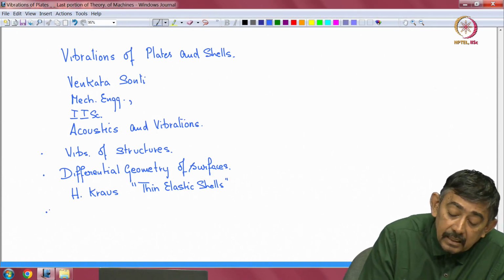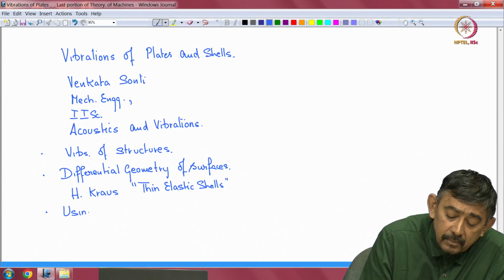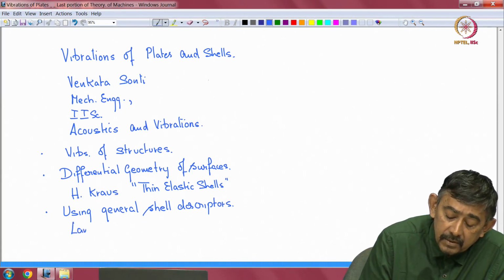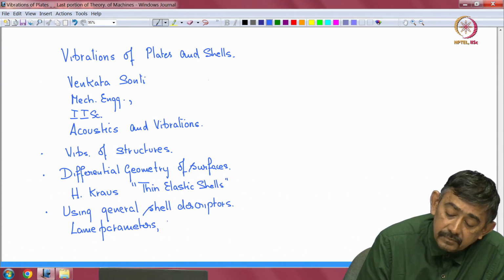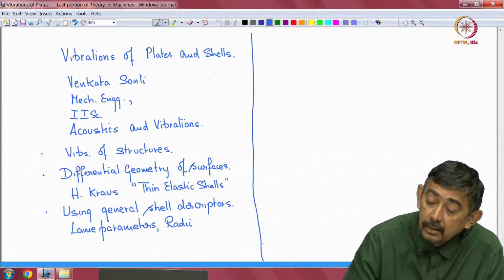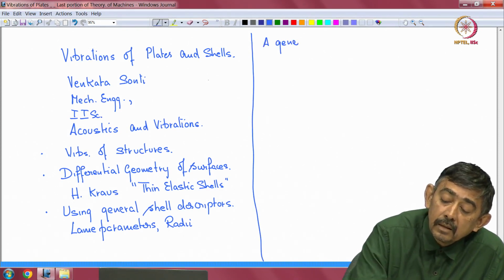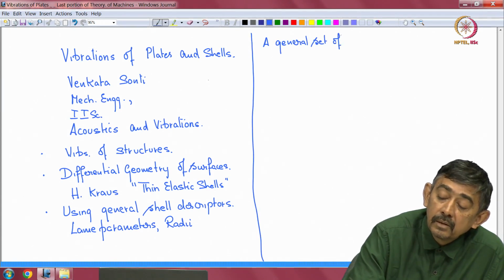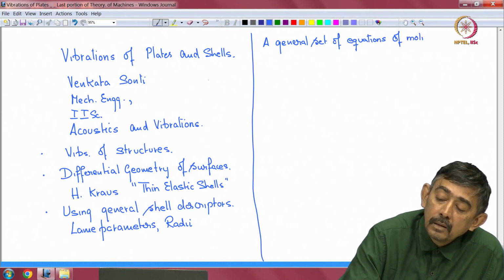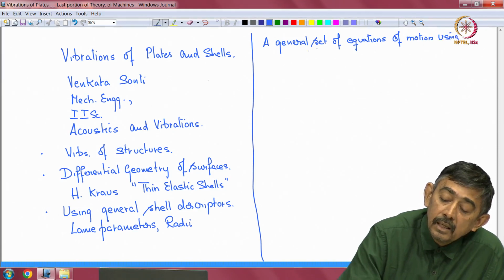Then the idea is using general shell properties, general shell descriptors, which are the Lamé parameters and radii of curvature, we will derive a general set of equations of motion using Hamilton's law.